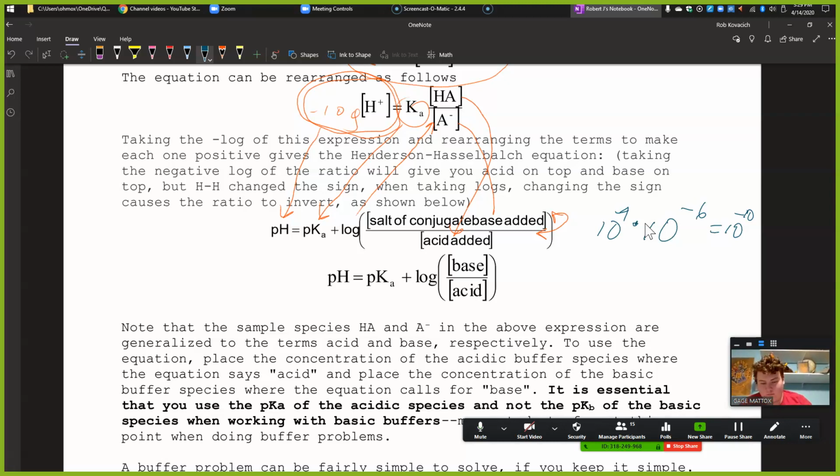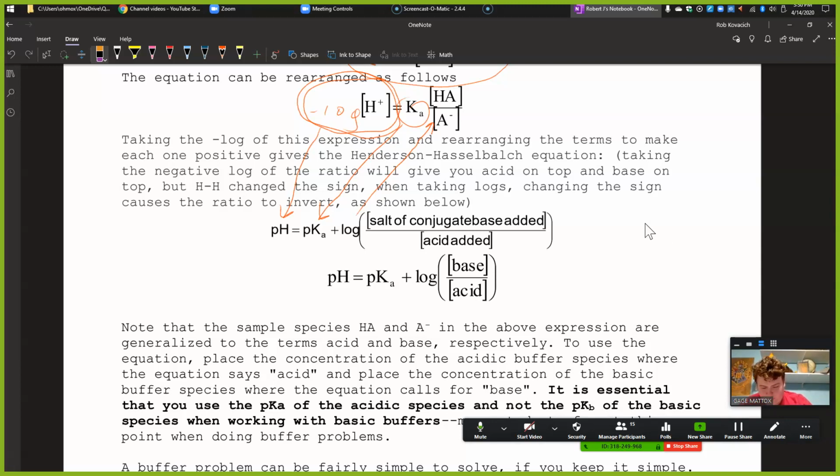Yeah. It's just, I don't know what that is. Math 111 stuff, maybe. So are you just taking that whole equation, the top one, and taking the negative log of each term?